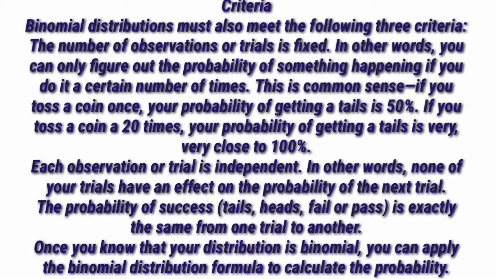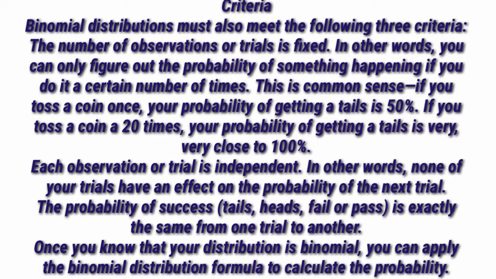Now, criteria about binomial distribution. A binomial distribution must also meet the following three criteria. First, the number of observations or trials is fixed. In other words, you can only figure out the probability of something happening if you do it a certain number of times. This is common sense. If you toss a coin once, your probability of getting tails is 50%. If you toss a coin 20 times, your probability of getting a tail is very close to 100%.